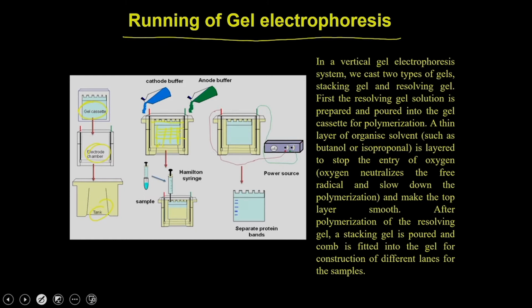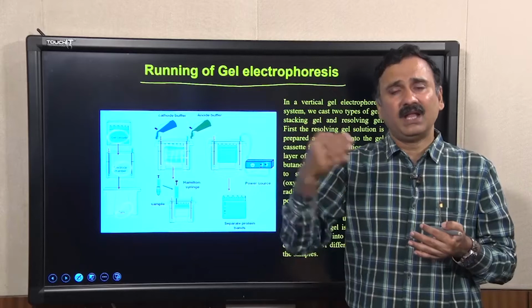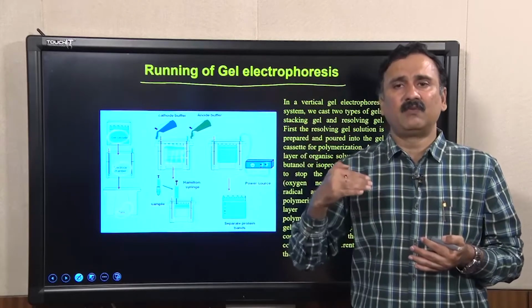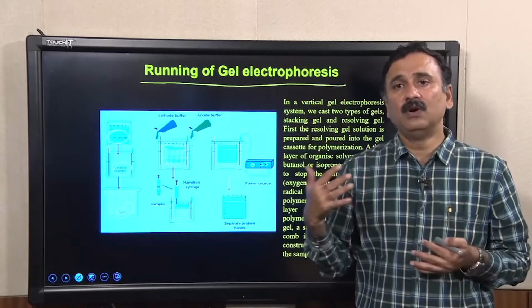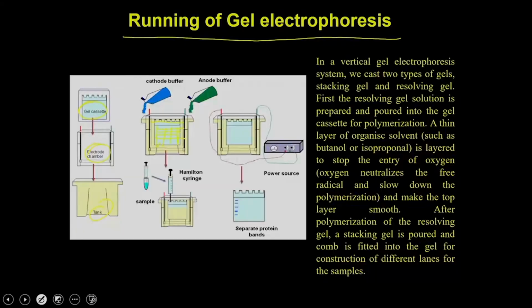The difference between the resolving and the stacking gel is in terms of the composition of the acrylamide as well as the pH of the buffer. What you use for these two gels is also different. And then when you cast the resolving gel, you put a layer of organic solvent, so that it helps in the polymerization of the acrylamide.